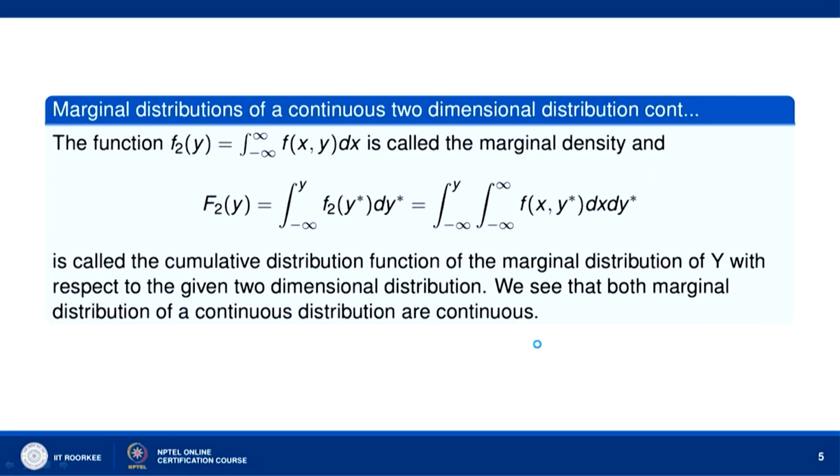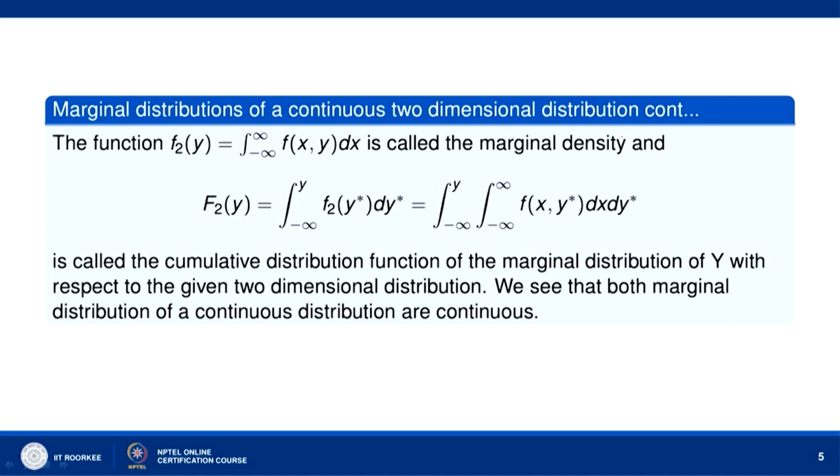Now, in a similar manner we can define the marginal density function or marginal distribution of Y with respect to the joint continuous distribution (X,Y) and the corresponding cumulative distribution function. So, the marginal density function of Y with respect to the joint distribution will be given by f2(y) equal to the integral over minus infinity to infinity of f(x,y) dx.